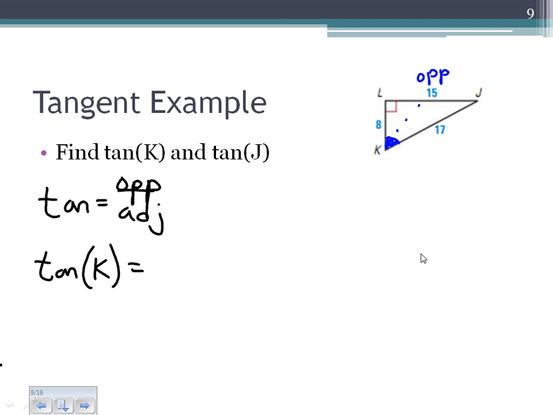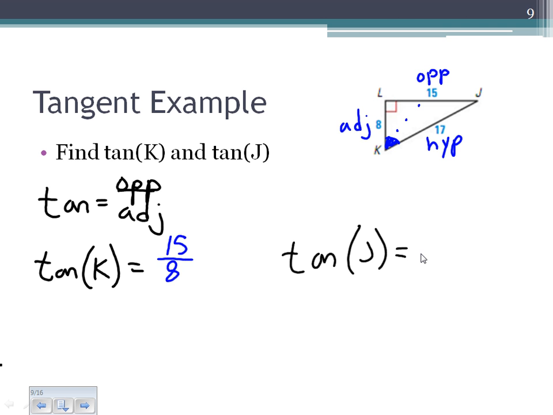What's the hypotenuse always? The 17. The longest side is also across from the right angle. And then what does the 8 then have to be? The adjacent. So after you do that, all you do is plug it in. What's the value for your opposite side? 15. What's your adjacent side? The 8. Done. Does that make sense? Khalil, do you want to do the tangent of J or no? No, I'm fine. Okay.